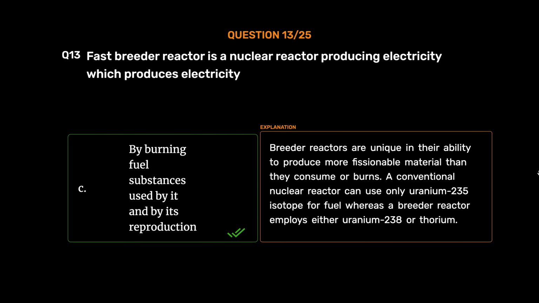Breeder reactors are unique in their ability to produce more fissionable material than they consume or burn. A conventional nuclear reactor can use only uranium-235 isotope for fuel, whereas a breeder reactor employs either uranium-238 or thorium.